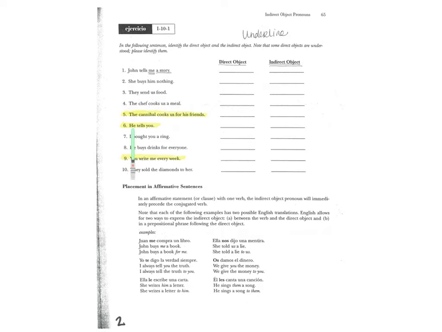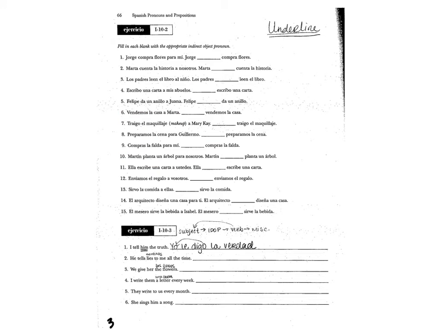I highlighted number 6. He tells you. Who does he tell? You. That is your DOP, because it's not to you or for you. So you would just put an X right here because there is no IDOP. Same thing with number 9 down there, okay? Placement for affirmative sentences, that just means that there's no negative word in there. These are one verb sentences, so you will put the DOP or the IDOP in this case right before the first conjugated verb. All right, let's continue.